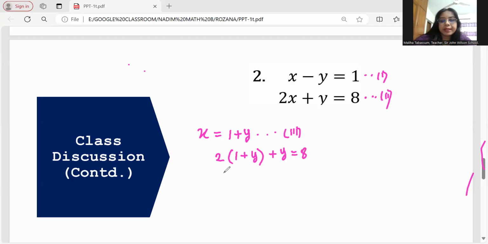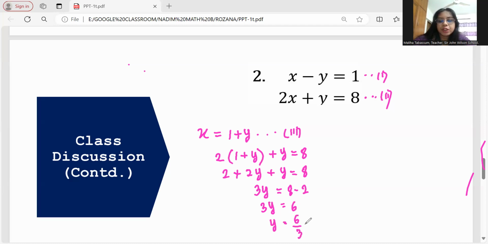Now remove the bracket, 2 will be multiplied with 1 and y. Plus 2y plus y is equal to 8. So we are getting 3y equals 8 minus 2. Plus 2 is changing the sign, it will become minus 2. So 3y is equal to 6. So 3 times y equals 6. So y equals 6 over 3, which is 2. So we got the y value.